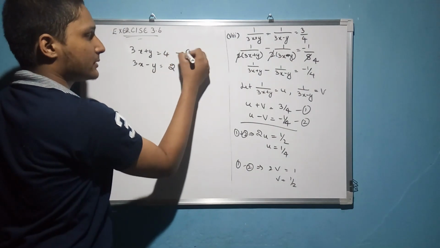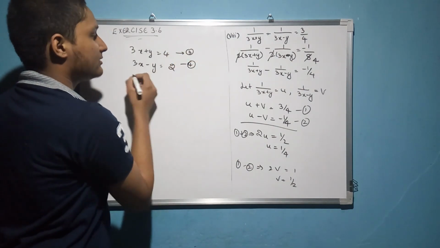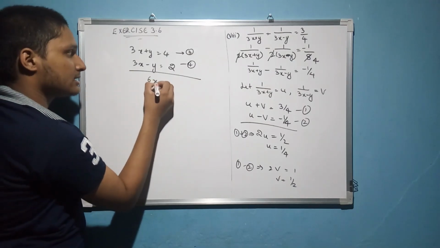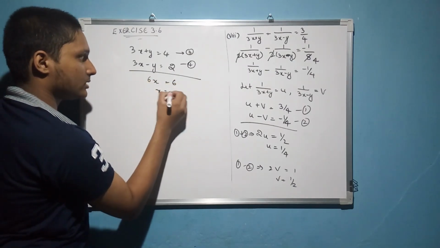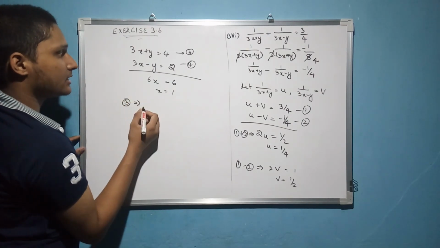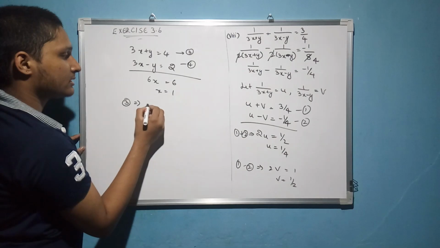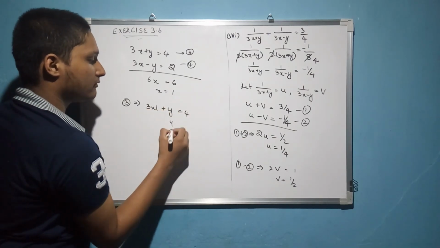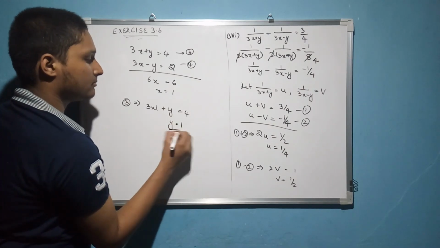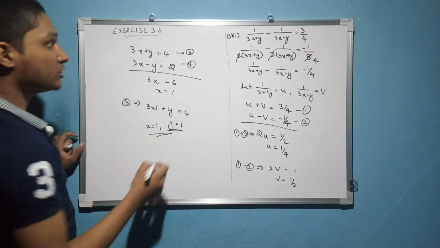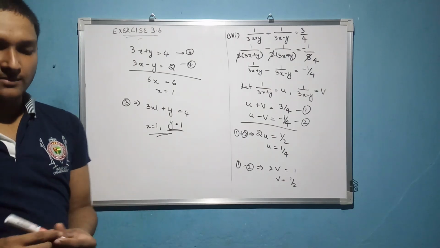So let me mark these two equations as 3 and 4. Let us add those two equations. That becomes 6x is equal to 6, x is equal to 1. So let me take the third equation. From the third equation, I can tell that 3 into 1 plus y is equal to 4. Therefore, y is equal to 1. So x is equal to 1, y is equal to 1. This is the solution for the given pair of linear equations in two variables.